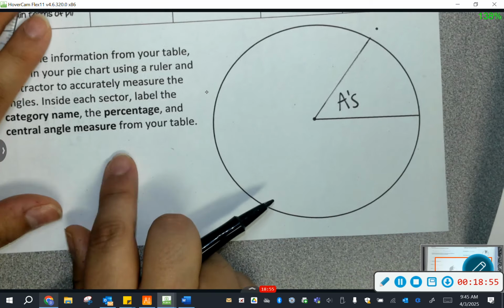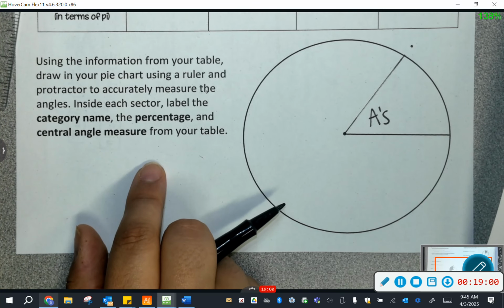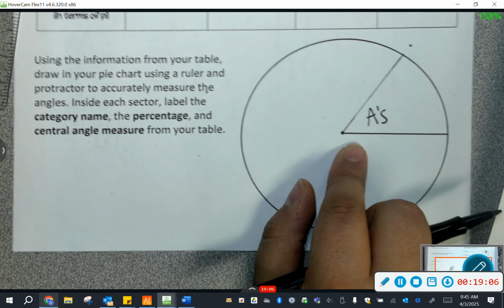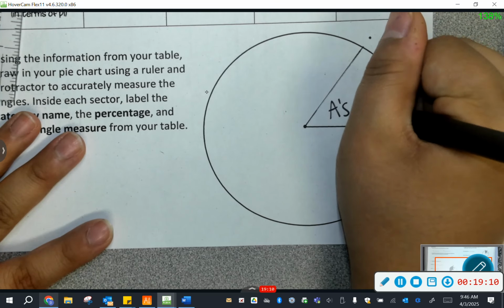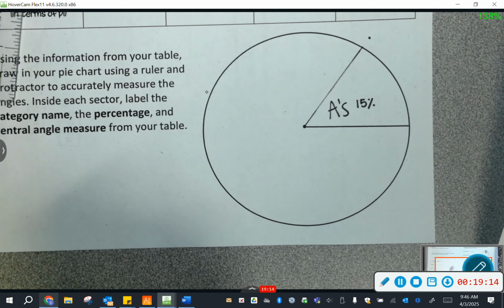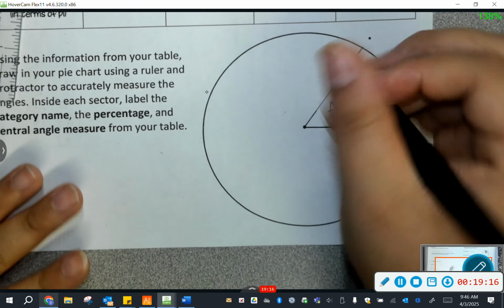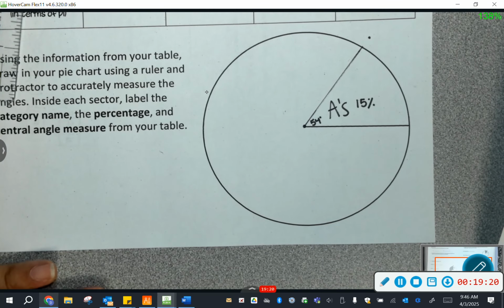And if you read the instructions right here, it says use a ruler, measure accurately. Inside each sector, label the category name, A's, the percentage. What percent were my A's? The percent was 15%. And the central angle. What degrees was this? It was 54 degrees.